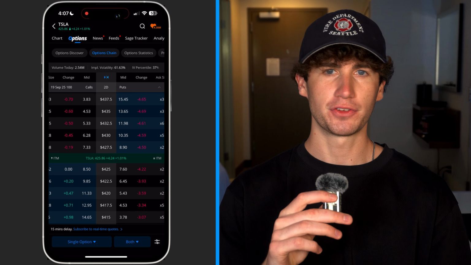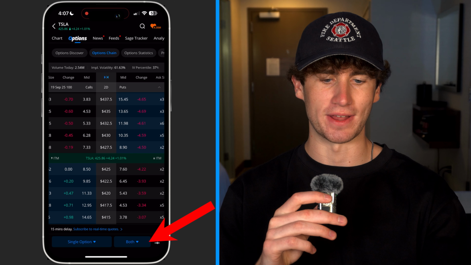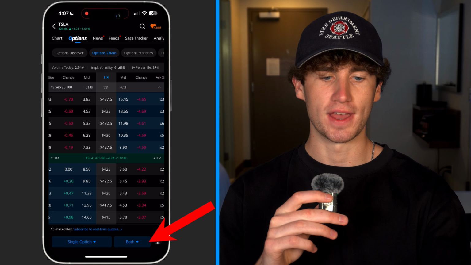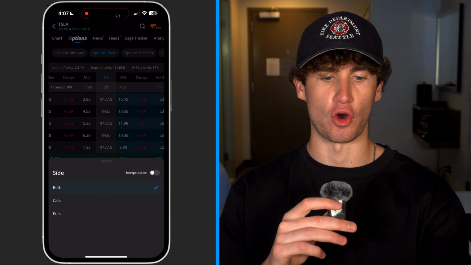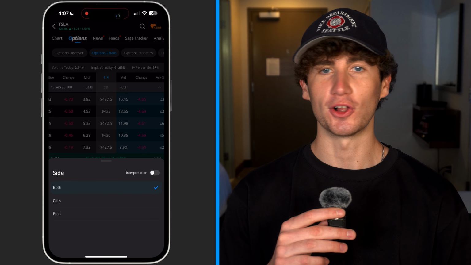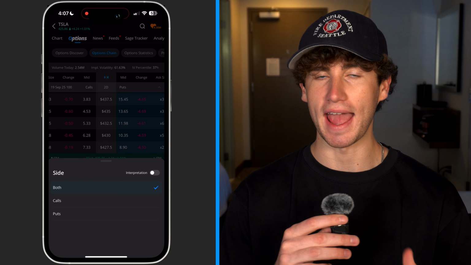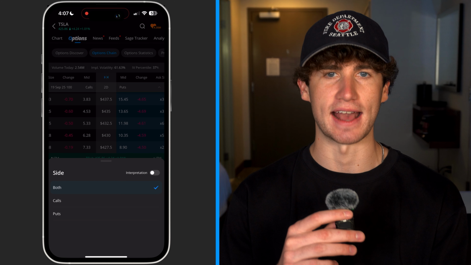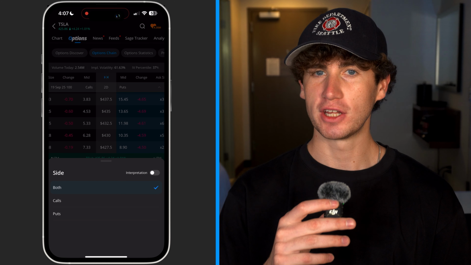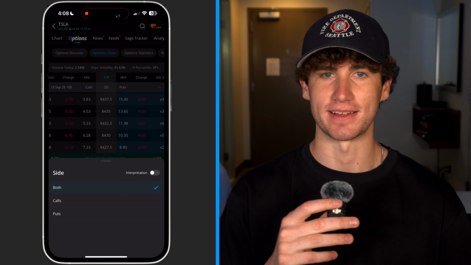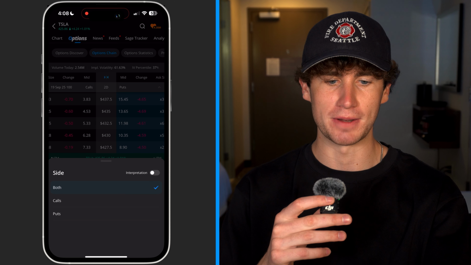The first thing you want to do is click the drop down in the bottom right that says both, and then you can filter the chain by calls or puts only. This makes it a lot easier to focus by removing everything that isn't relevant to exactly what you're trading in the moment. We're going to trade an example call option step by step, so we'll filter this screen by calls only.